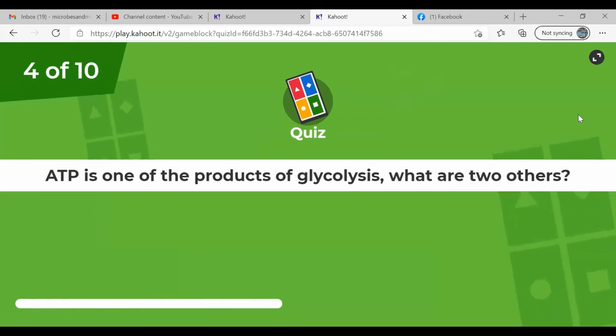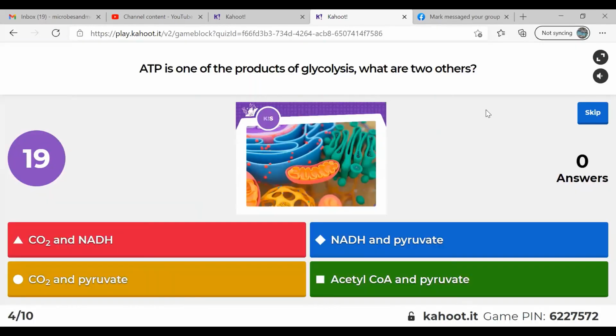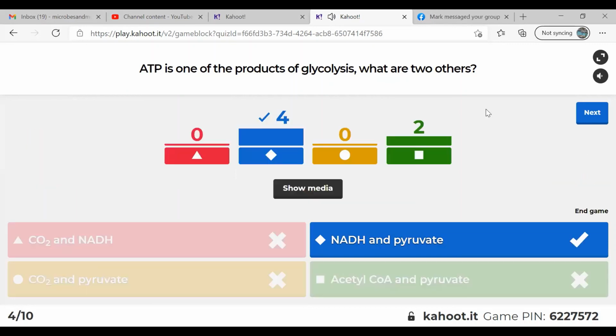Question 4, ATP is one of the products of glycolysis. What are the other 2 products of glycolysis? NADH and pyruvate, so good job.